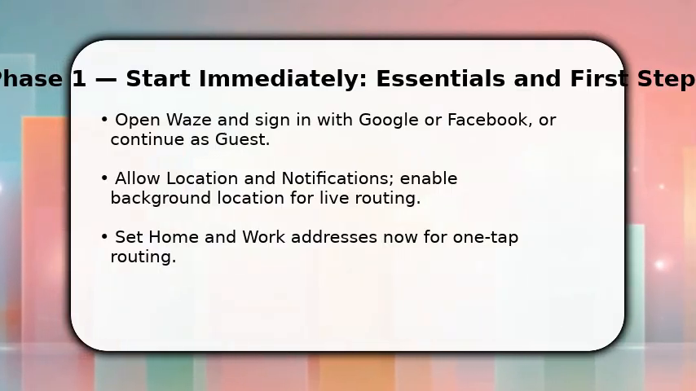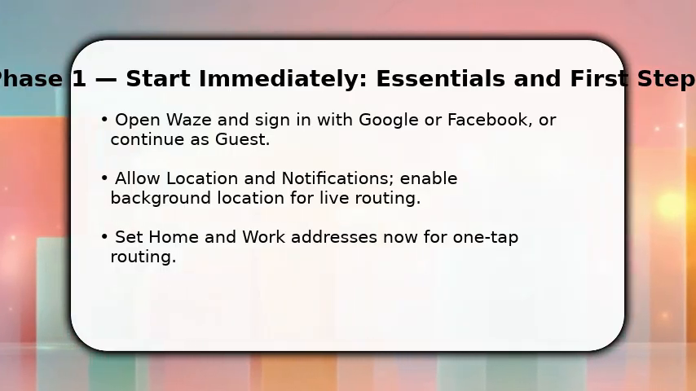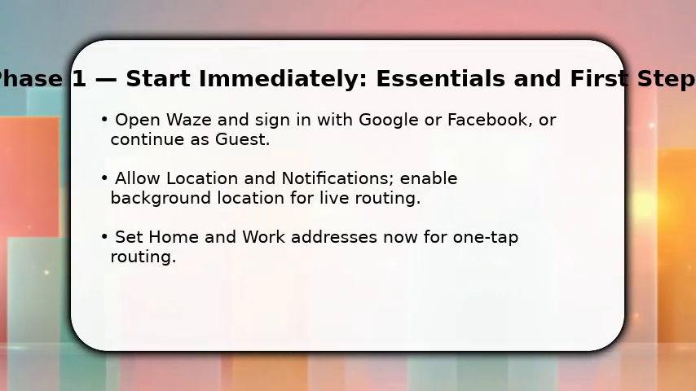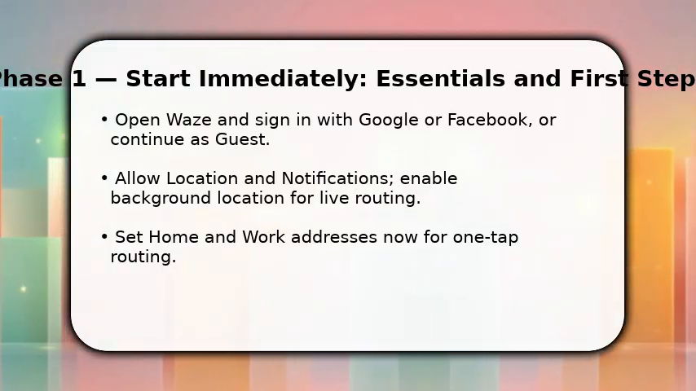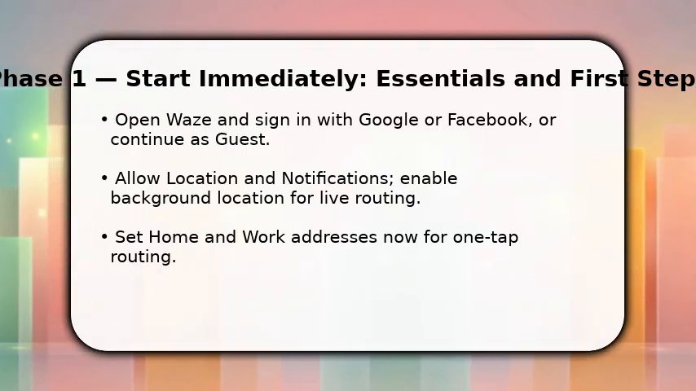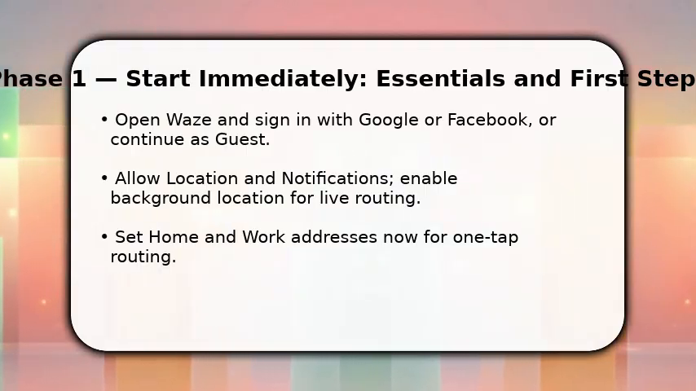Next, add home and work addresses now. It takes seconds and gives you one-tap routes. Once done, make sure notifications are enabled so you receive traffic alerts. These few steps get you moving immediately, and they prevent delays from missing permissions while driving.